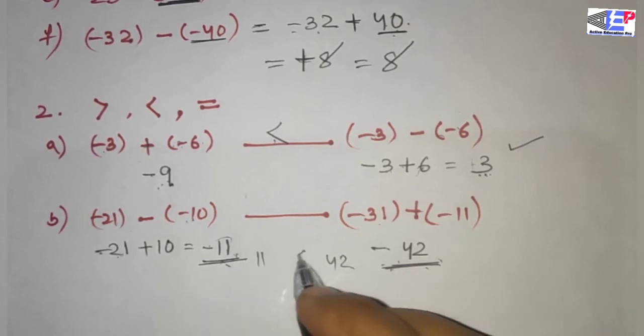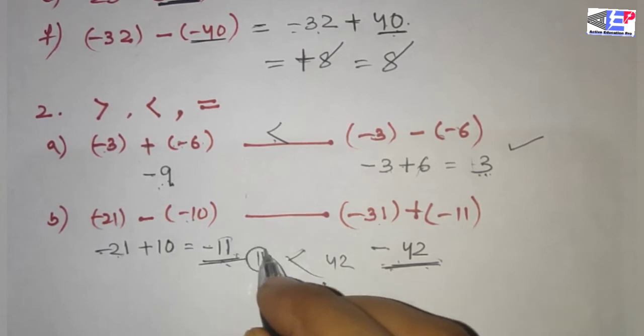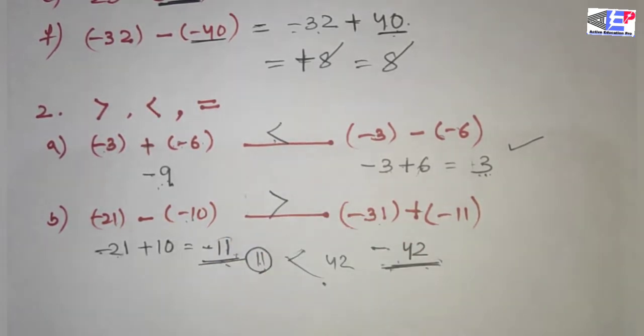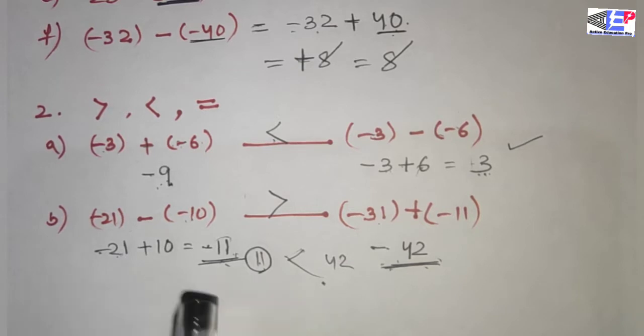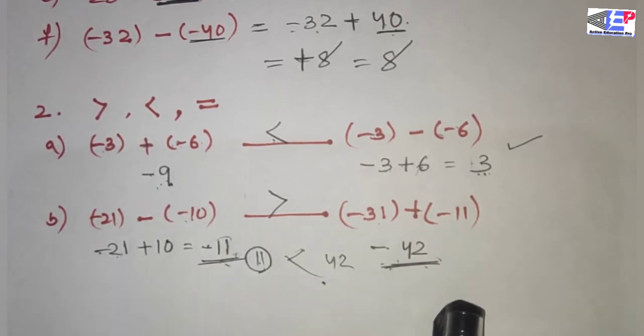And you know 11 is less than 42. But at the time of negative integers, the smaller numerical value means this minus 11 is greater than minus 42. Again, I repeat: at the time of comparison of two negative integers, the integer which carries the smaller numerical value is greater than the other negative integer. Here minus 11 carries the smaller numerical value 11. So minus 11 is greater than minus 42.